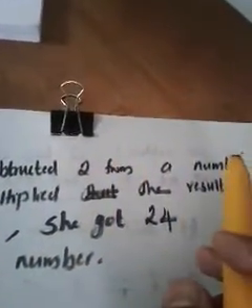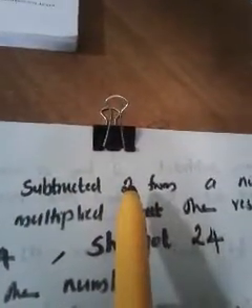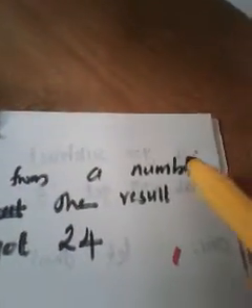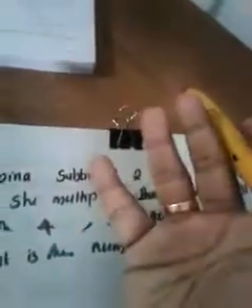Amina subtracted 2 from a number. What did Amina do? She subtracted 2 from a number. We don't know that number. Once again, Amina subtracted 2 from a number. That number I don't know. So that number will be the unknown. Isn't it? Yes. So when she subtracted 2 from a number, she will get a result, isn't it?